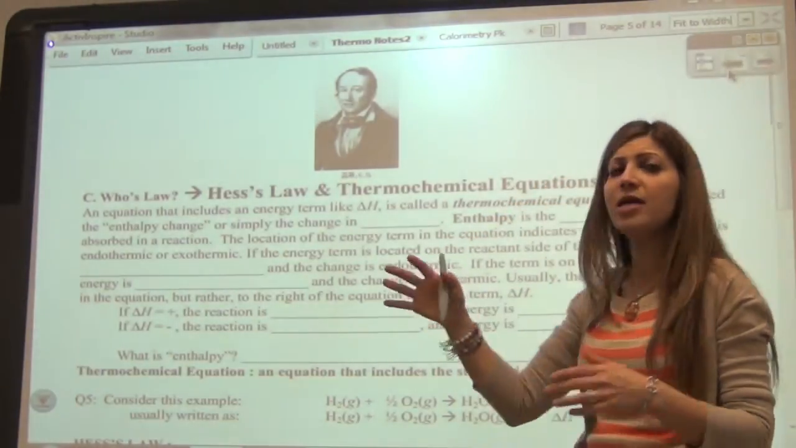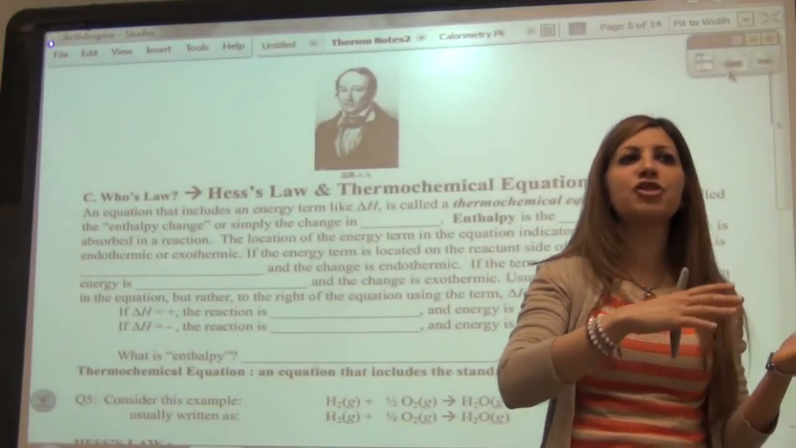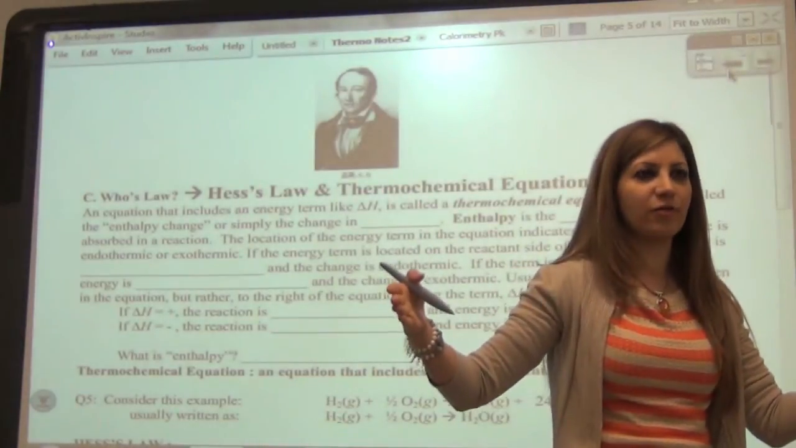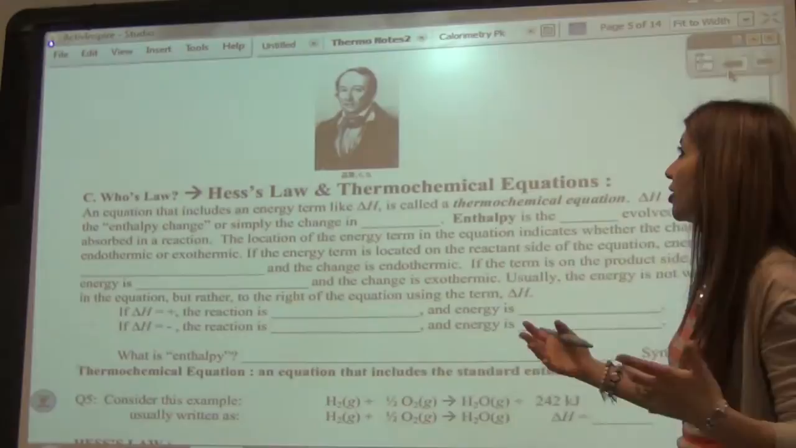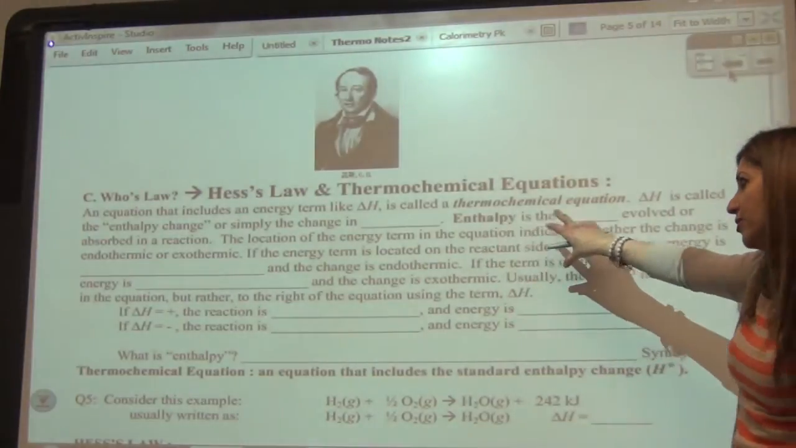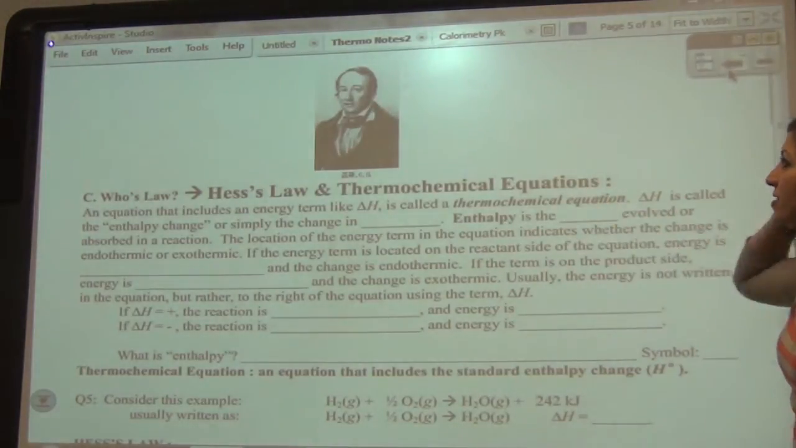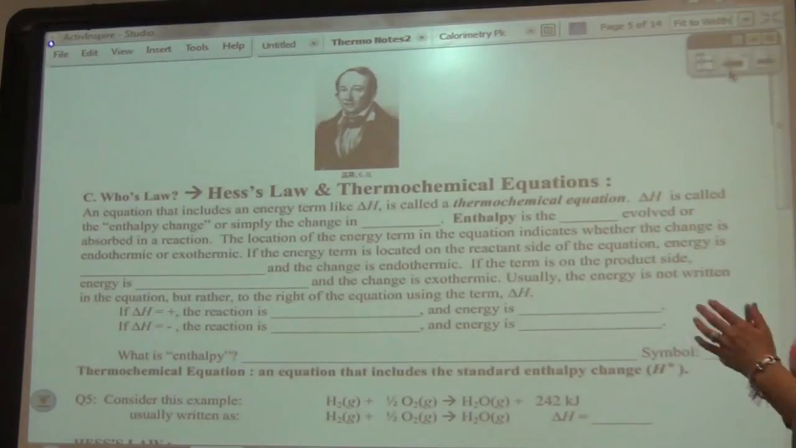What we are going to do is calculate what the energy is for a reaction as it's written, okay, and we're going to use what is called the chart of thermochemical values. So we'll look at those a little bit later. It's called Hess's law, and then thermochemical equations.